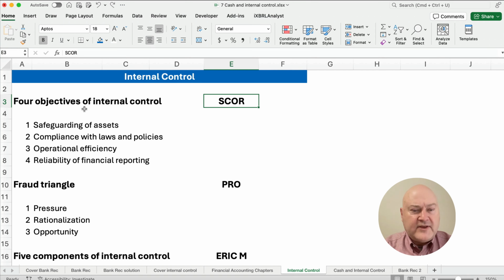And it's to safeguard the assets. You want to protect your assets from fraud or theft or whatever. You want to have compliance with any laws or policies or regulations. You want to have operational efficiency, so you want to do things in an efficient way. And then we're concerned about the reliability of our financial reporting. So I've put together an acronym just called SCOR. So safeguarding, S, compliance is the C, O, operational, and then R, reliability.